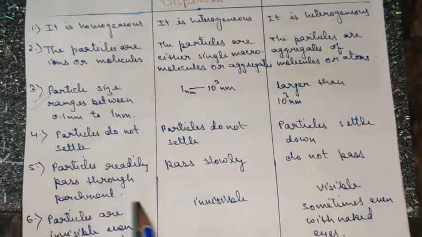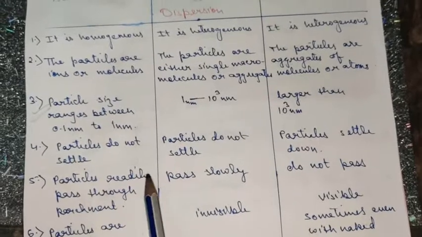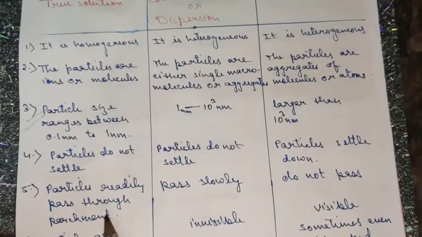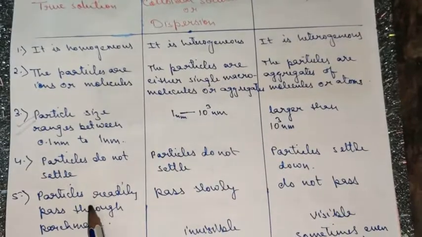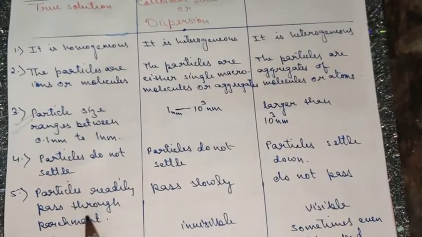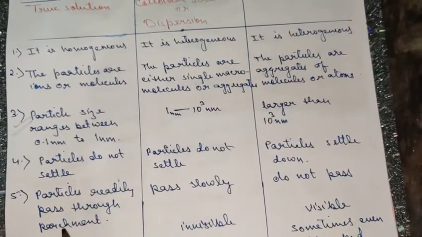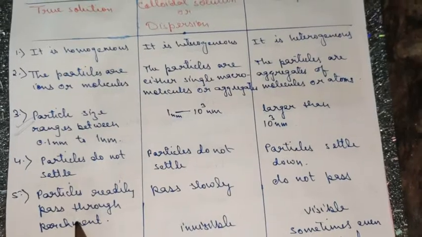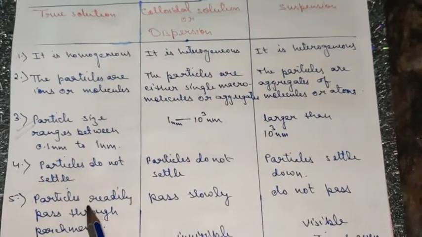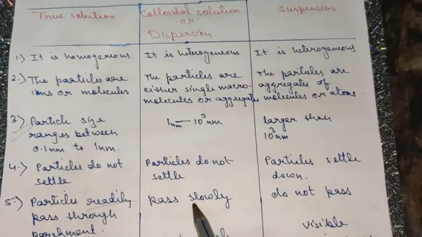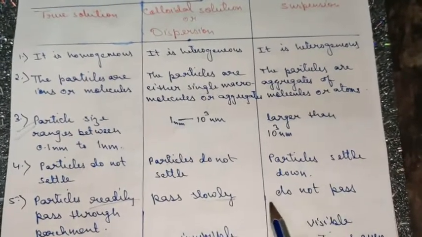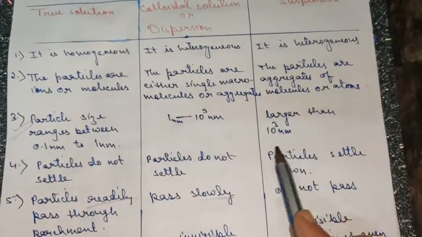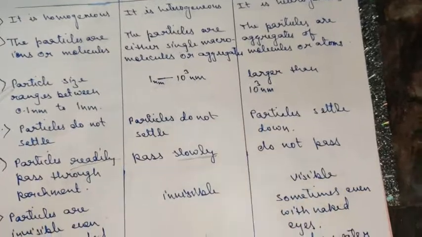settled down. Fifth point, the particles readily pass through the parchment paper or the filter paper because these particles are so small in size that it is very easy for them to cross the pores of this parchment paper or filter paper. They readily pass through it, whereas the colloidal solution pass through them slowly, and suspensions, they do not pass at all because the particle size is more than the size of the pores.